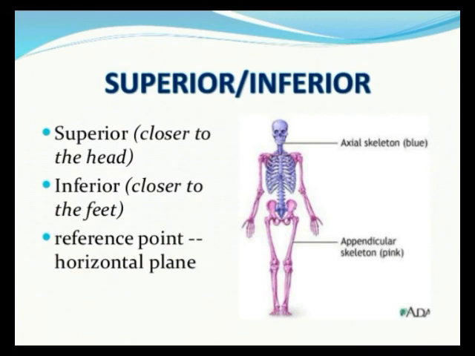Now, superior means higher or above as compared to the other structure, and inferior means below or lower as compared to the other structure along the long axis of the body. Now, the example for this is my hand is superior as compared to the feet with regard to the location in the body, while feet are inferior as compared to the hands.